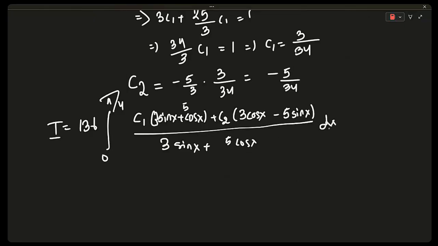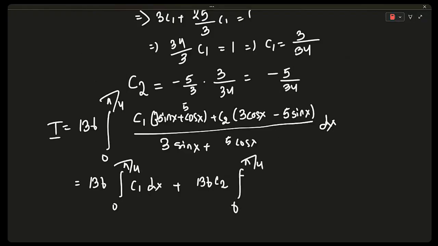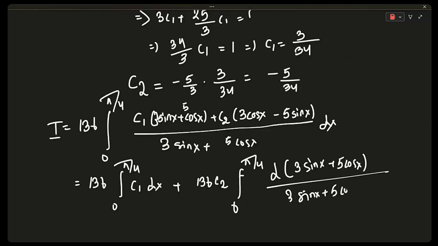Okay, now break this into two different integrals. First integral, you will simply have the integral from 0 to pi by 4 of c1 dx. Second integral, you should simply have c2, and then the integral from 0 to pi by 4 of this 3 cos x minus 5 sin x dx, which can simply be written as the derivative of 3 sin x plus 5 cos x, correct? And in the denominator, you simply have 3 sin x plus 5 cos x.